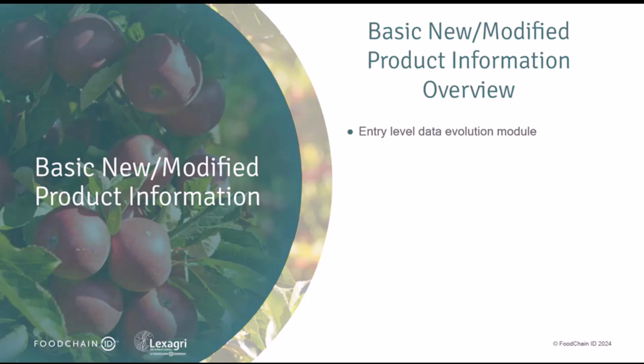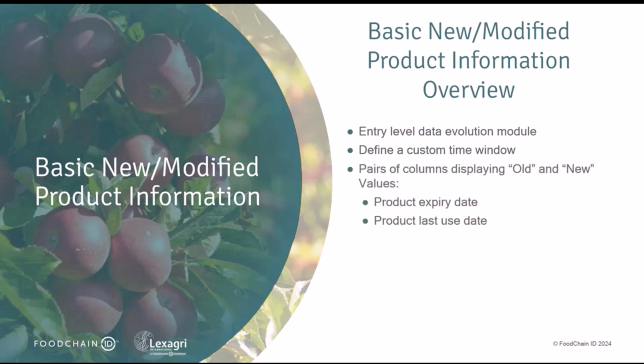The main difference between these modules and the regular data extraction modules such as basic product information or full product information, is that the user must define a time window in which the system will extract any changes that occurred during that period. In addition, the system will include in the result specific pairs of columns in certain fields with the old and the new information.